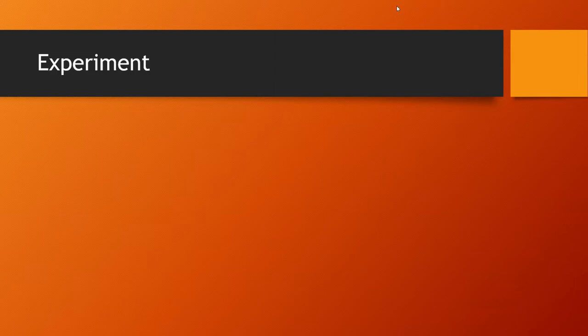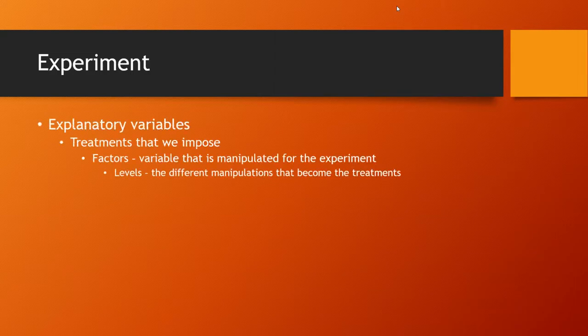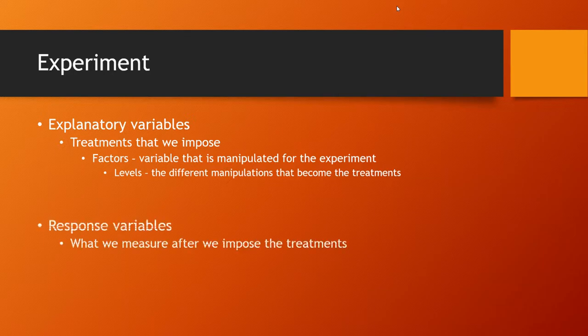So let's talk about parts of an experiment. We have explanatory variables, and those end up being the treatments that we're going to impose. Now, treatments have factors and levels. The factors are the actual variable that will be manipulated, and the levels are the different manipulations. And you'll see when we do an example. Then we have a response variable. So the response variable is what we measure after we impose the treatment.